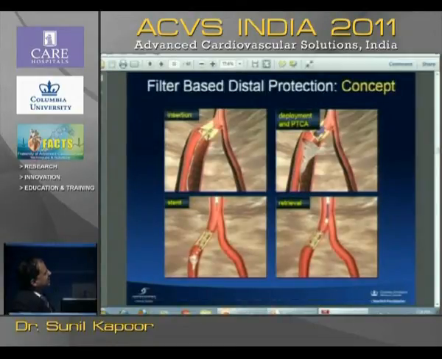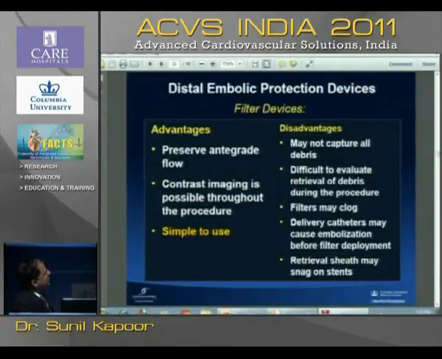Now these are the filter based systems. Again, deploy insertion of the filter based device. This is the stent deployment, and then the PDCS stent, and then there's a retrieval. Next slide. That was the concept.